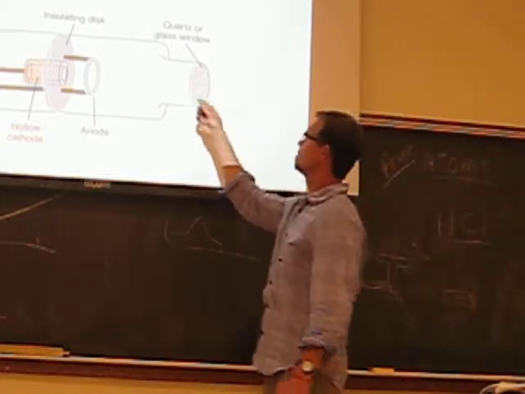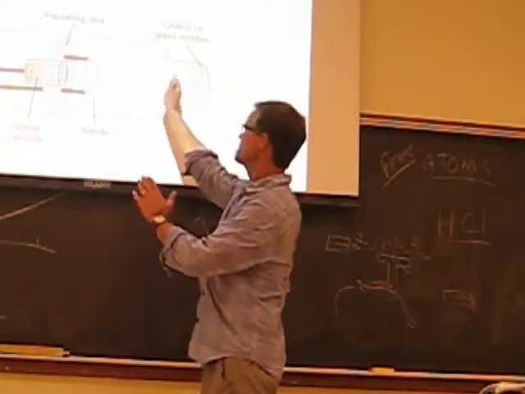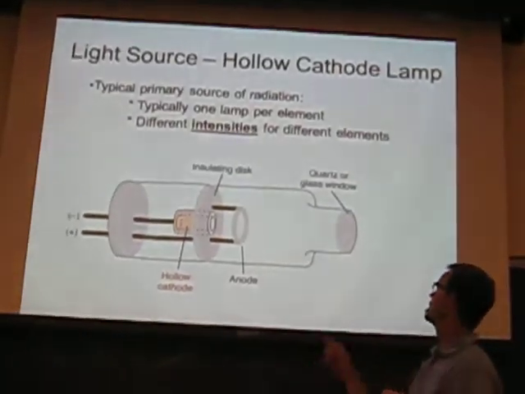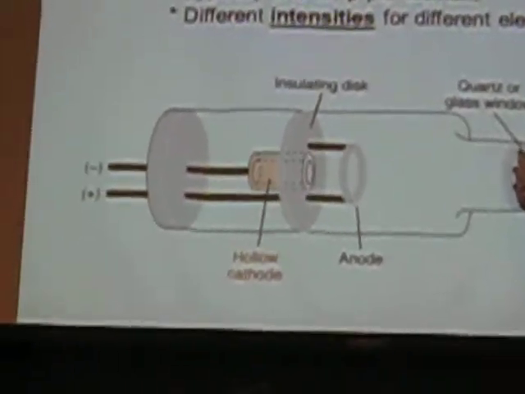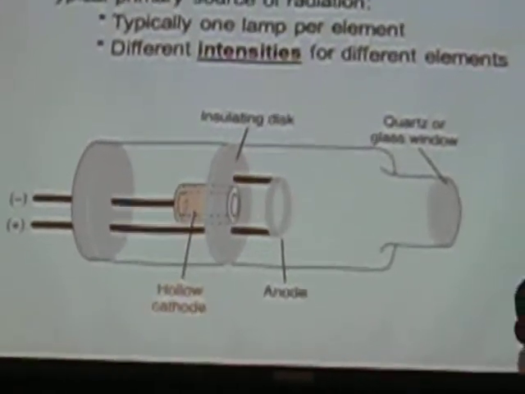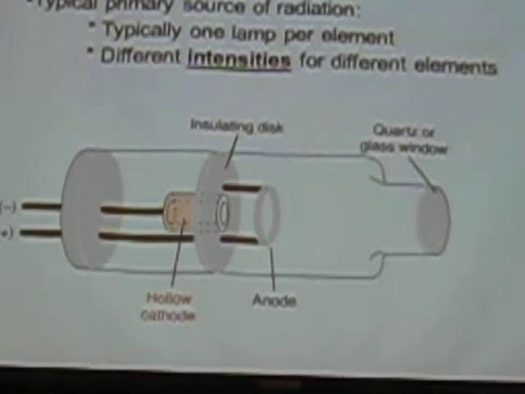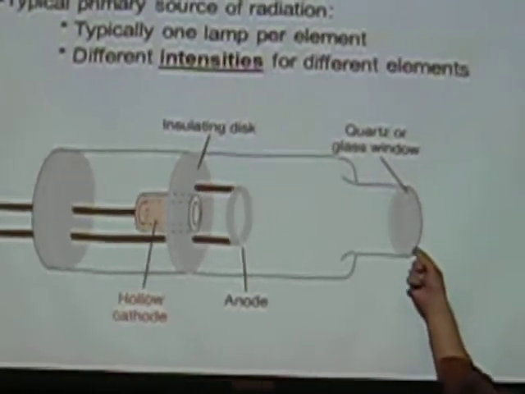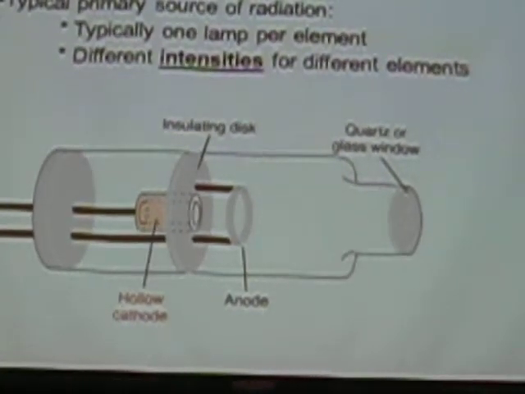So these things are typically about that big, right? This one's shaped a little bit different, but they're bulbs about that big that have the wire coming out with a plug on the end of it, and it plugs into the instrument. And they're all constructed looking something like this. They're sealed off, so they're essentially a sealed lamp. At the end of the lamp is a quartz window, because quartz is more transparent to light across a broader range of wavelengths.